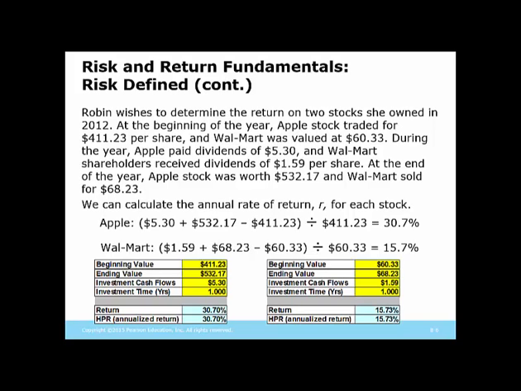Here we have two companies. At the beginning of the year, Apple was selling for $411. At the end of the year, it's selling for $532. It paid dividends of $5.33. We also have Walmart stock that went from $60.33 to $68.23, and it had $1.59 in dividends. So using our formula before, you can see that the return on Apple was 30.7 and the return on Walmart was 15.73. There is a worksheet that we're showing here, the holding period return worksheet, HPR.